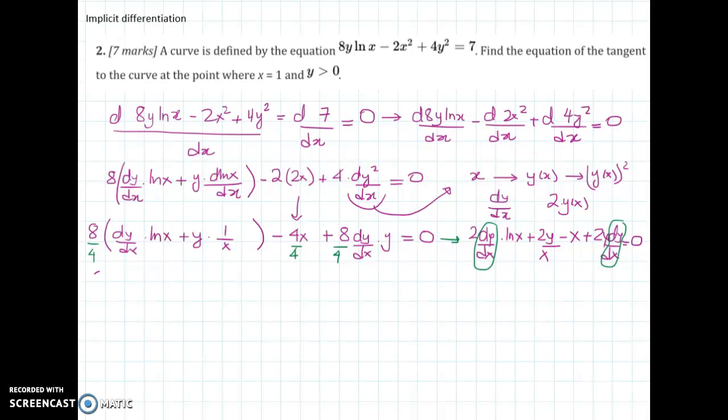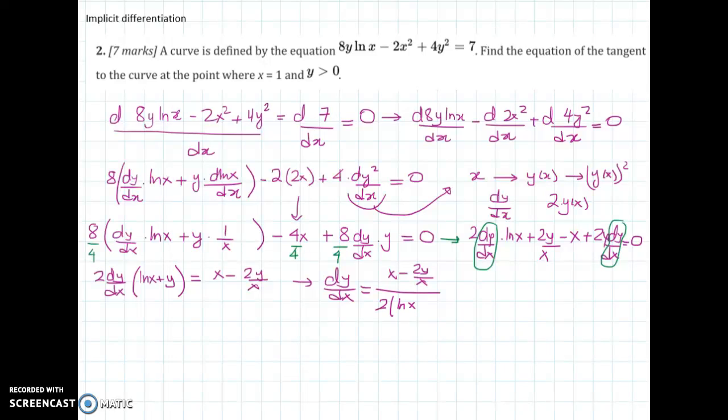So I'll write that 2 dy/dx. I'm taking that as common factor between the first and the last term. We're going to have to multiply it by logarithm of x plus y. And then we can write on the other side the other term as x minus 2y over x. So final step, dy/dx, if we isolate, is x minus 2y over x, over 2 times logarithm of x plus y.